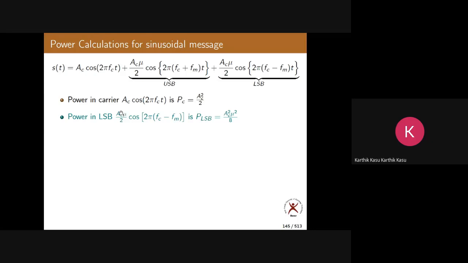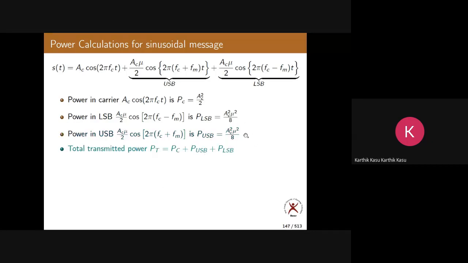Now what is the power of this term? Here, the amplitude of this term is Ac mu by 2. So what is the power? Ac mu by 2 whole square by 2. Agreed or not? How much do you get? Ac square mu square by 8. Please do some calculation in your mind. Is it okay, all of you? The same thing happens with the LSB also. It has the same amplitude, Ac mu by 2 whole square by 2, which is Ac square mu square by 8.